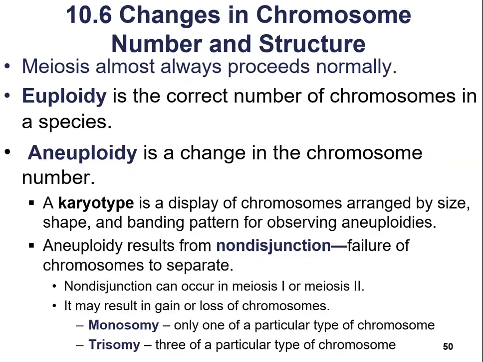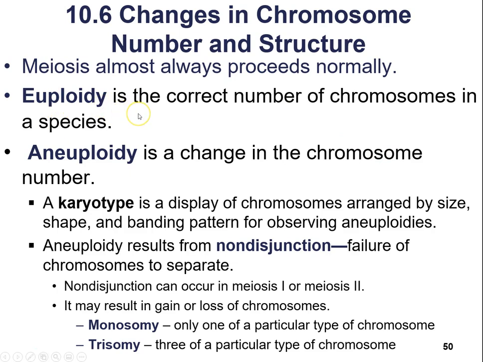All right. Okay, finally, the last part of this chapter, I believe, is to talk about changes in chromosome number and structure. So what happens if things go wrong during meiosis? For the most part, it usually occurs normally, right? However, there are instances where it does not occur normally and there are problems. Okay, so some terms here.